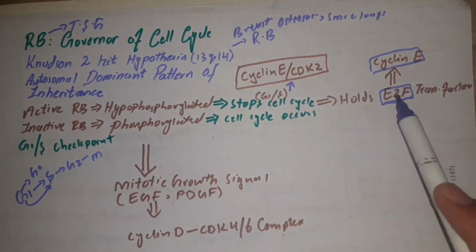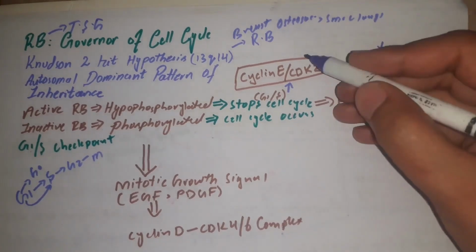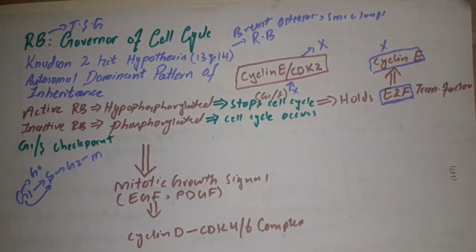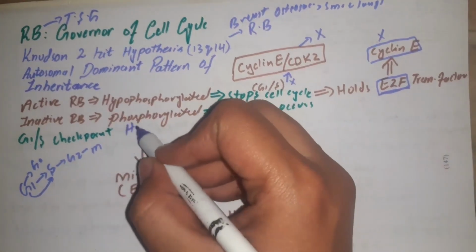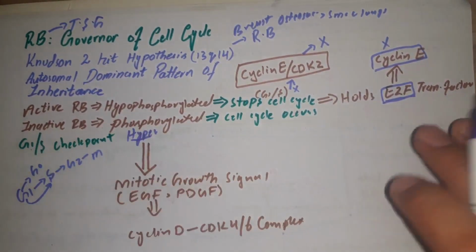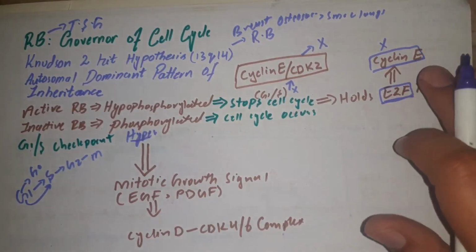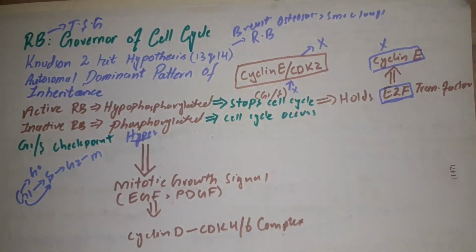When it holds this family of transcription factors, cyclin E is not produced, and when cyclin E is not produced, this complex is not formed, and when this complex is not formed, G1S transition does not occur. Okay, so in its activated form, it leads to the down-regulation of cyclin E and stops the cell cycle. However, if it is phosphorylated or hyperphosphorylated, use the term hyperphosphorylated, then it becomes inactive. When it becomes inactive, the E2F transcription factor is released, and this E2F transcription factor goes to the nucleus, leads to the production of cyclin E. Cyclin E and CDK2 complex is formed, and G1S transition occurs.